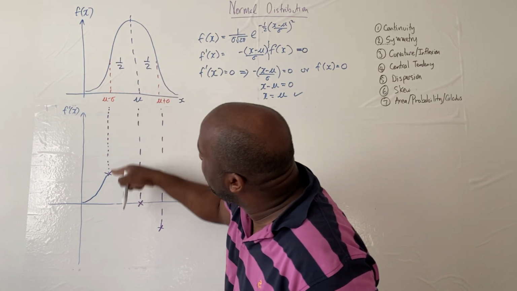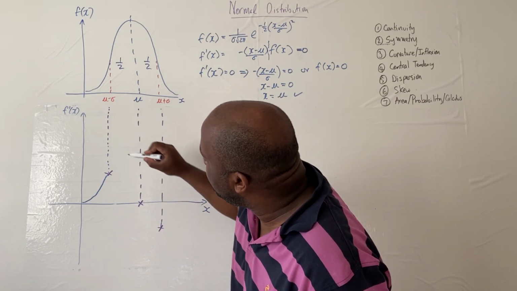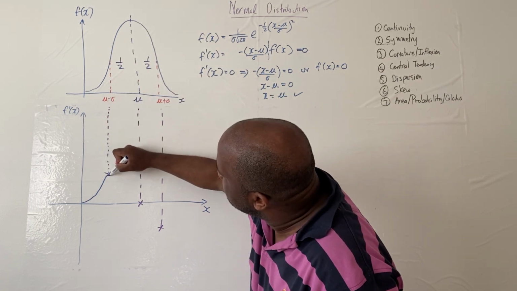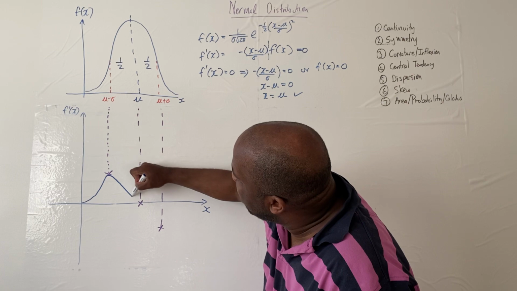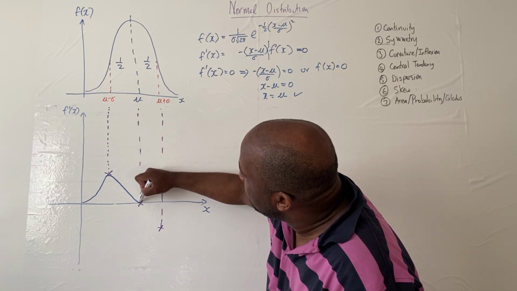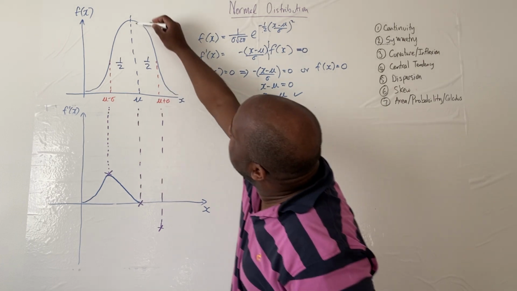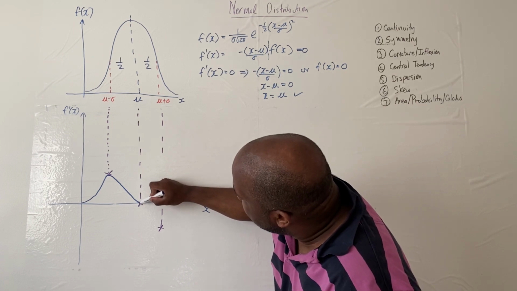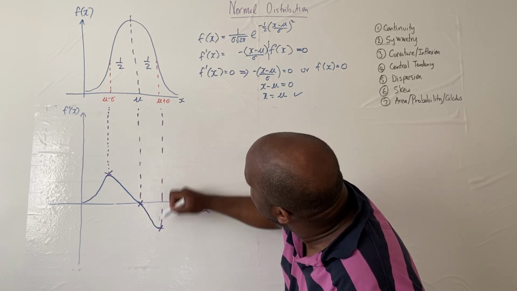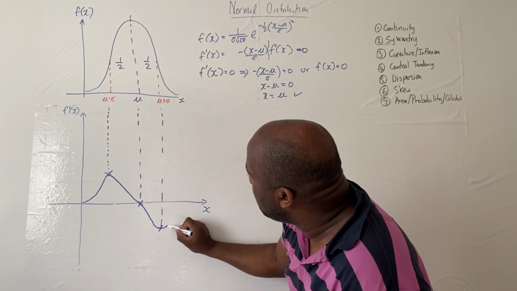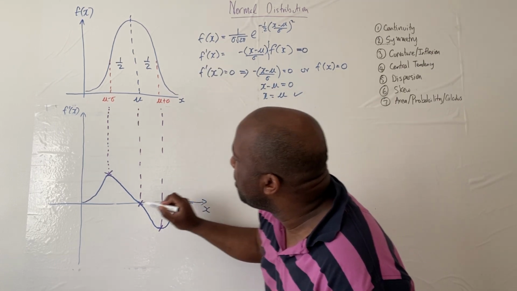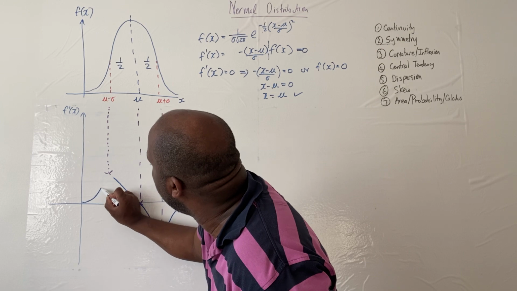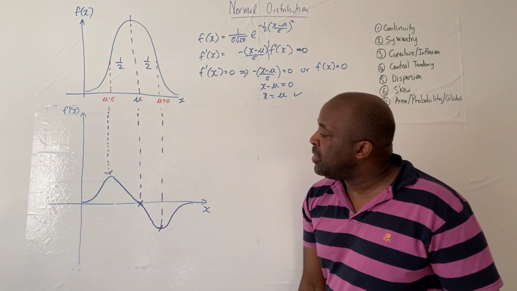Then at the inflection point, the gradient will be zero, so it will be flat. And then here at the turning point, f dash x is zero, and then here the gradient now becomes negative and decreasing, and then here negative but increasing. All right, so the plot of the gradient function should look something like that.